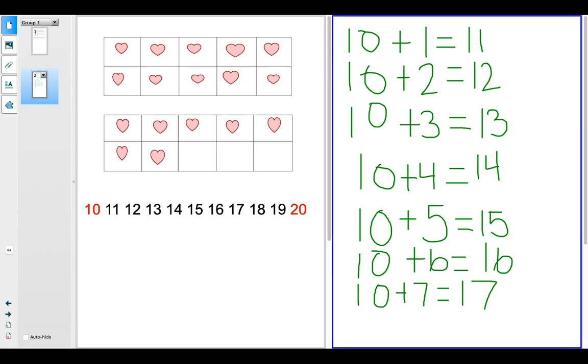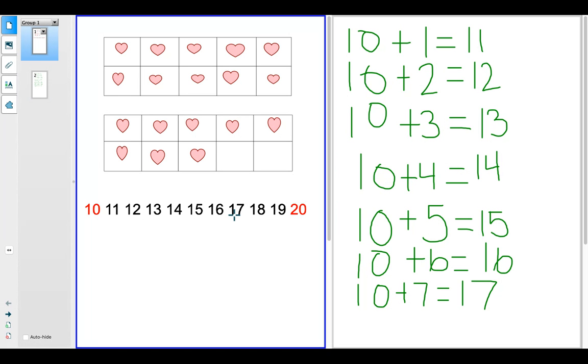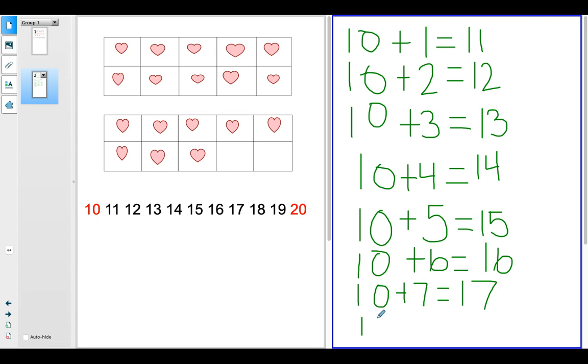All right, let's add another heart. What comes after 17? 18. Good. All right, let's write that down. 18 is going to be 10. And how many more? 8 more. Good. And what does 10 and 8 make? 18. And 18 is written as a 1 and an 8. So we know that 18 is 10 and 8 more. So 10 and 8 make 18. That's the name that they give for that number, 18. 10 and 8 more.